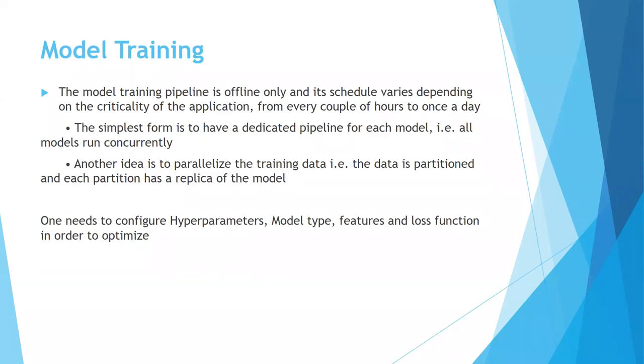The best idea is again to have a dedicated pipeline for each model so that all models run concurrently. And of course, the idea is to parallelize the training data. If you can partition the data properly and build a model replica for each partition, then the whole process can be run faster by utilizing a large number of computers. And then of course, the classic configurations of the hyperparameters, model type, selection of correct features and loss function in order to optimize are required.